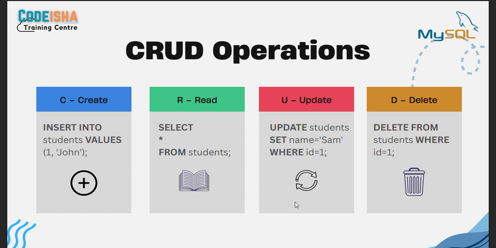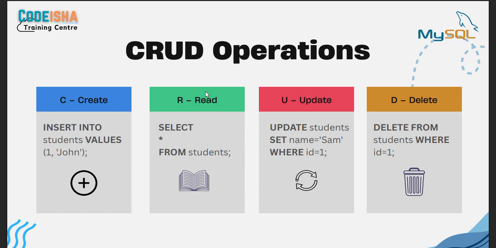C is for create, inserting records into the tables. When we need to insert values into a table, we use this syntax: insert into. We need to specify the table name, whether it is students, orders, patients, users, or any specific bank table. First we specify the table name, and then we add the values one by one.